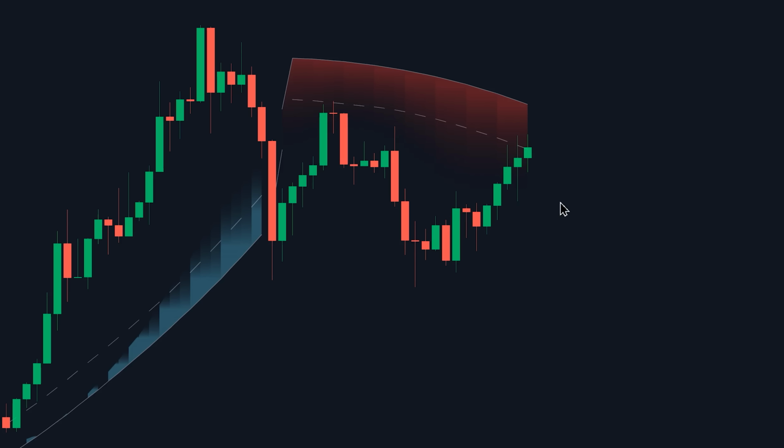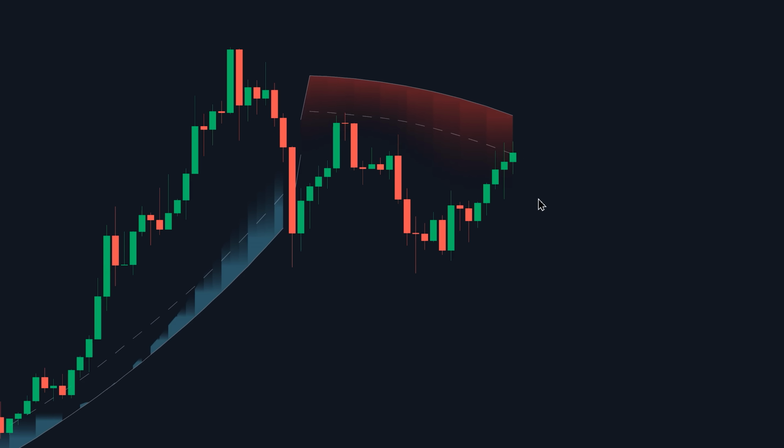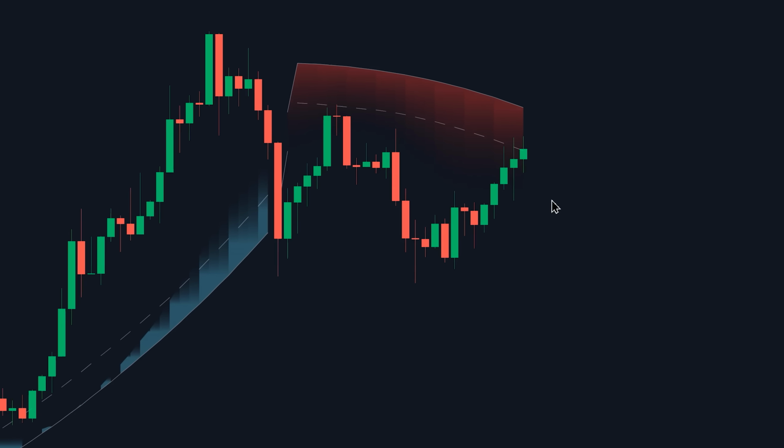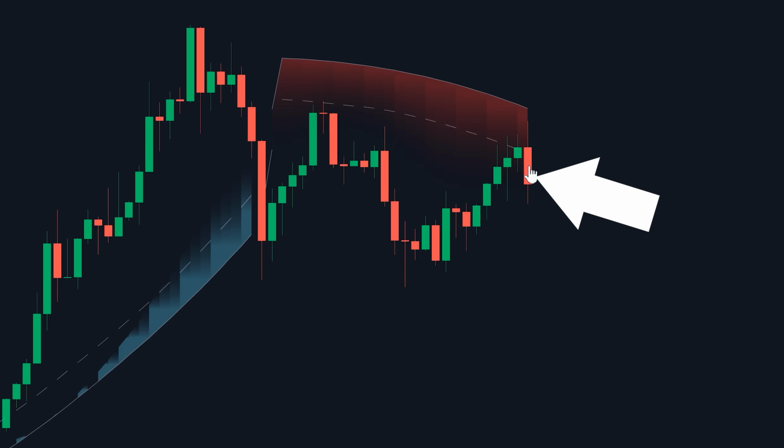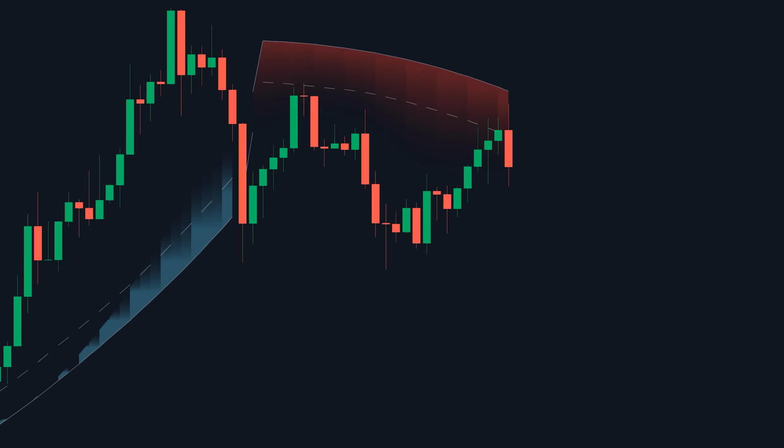Sometimes the pullback candle itself is gonna be engulfing, but if it isn't, you have to wait only for the next candle. If the next candle is engulfing, you take the trade. But if the next candle isn't engulfing, that entry becomes invalid. Right here we can see that we already have an engulfing candle, so we're gonna take this short position.